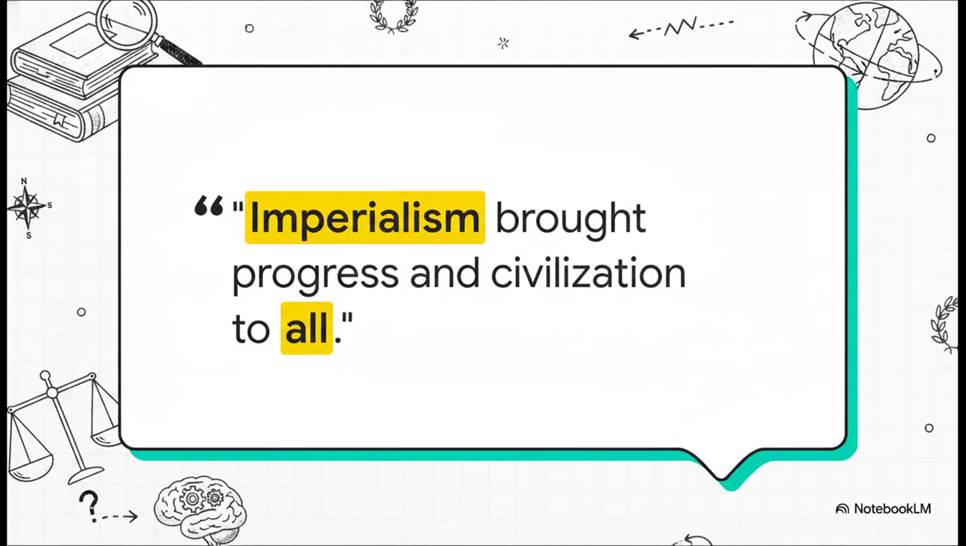Let's look at a worked example to see how this plays out. Imagine you encounter a bold claim like this in a historical source from the late 1800s. "Imperialism brought progress and civilization to all." Now, if you encounter a sweeping statement like this, your job isn't to just blindly accept it. And as a historical investigator, your job also isn't to take a political side. Your job is to impartially analyze the claim using the evidence. So how exactly do we test a claim like this?